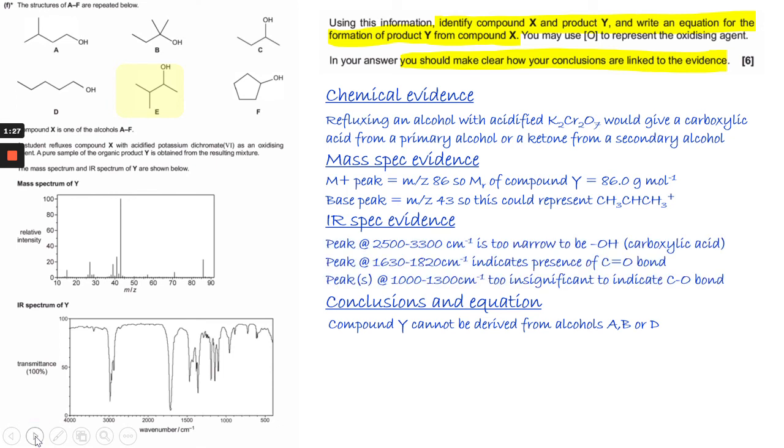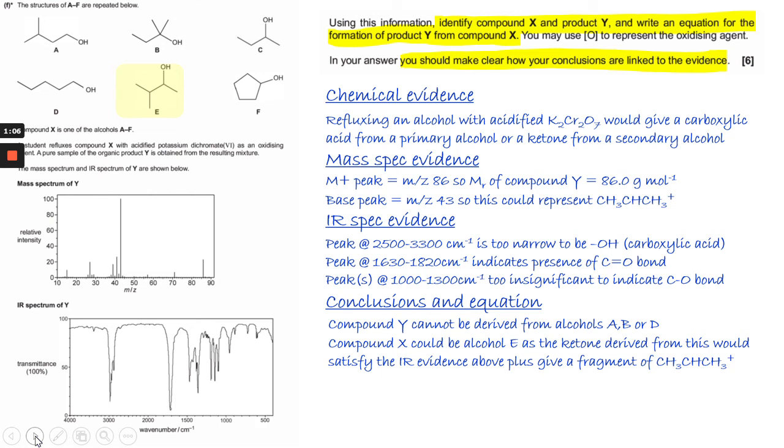So if we list all of the different peaks in the IR spectrum that we've talked about or had to think about earlier, then we can say something about them. The most important thing to say is the presence of the C=O bond. You could also mention the absence of O-H carboxylic acid and the absence of C-O as well.